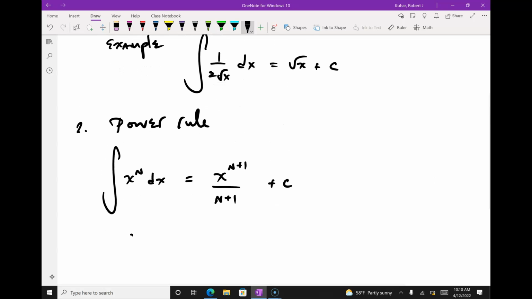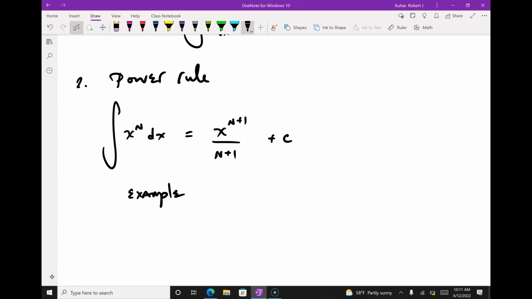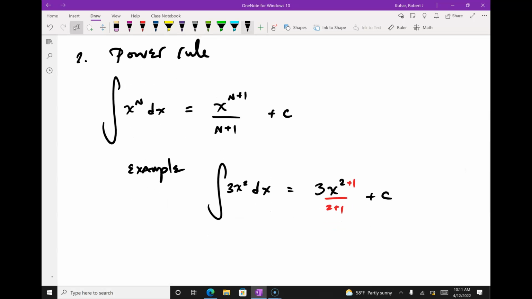So for example, if I have the integral of 3x squared dx, what am I going to do to the power of 2? I'm going to add 1 and divide by the new power and then add my constant c. So it's 3x cubed over 3 plus c, or better yet, x cubed plus c.